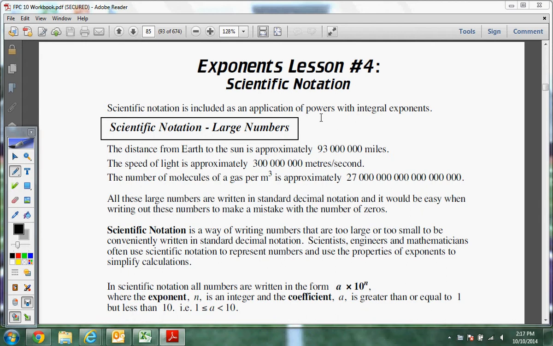So all these large numbers are written in standard decimal notation, and it would be easy when writing them out with scientific notation. So that's what scientific notation can help us with.